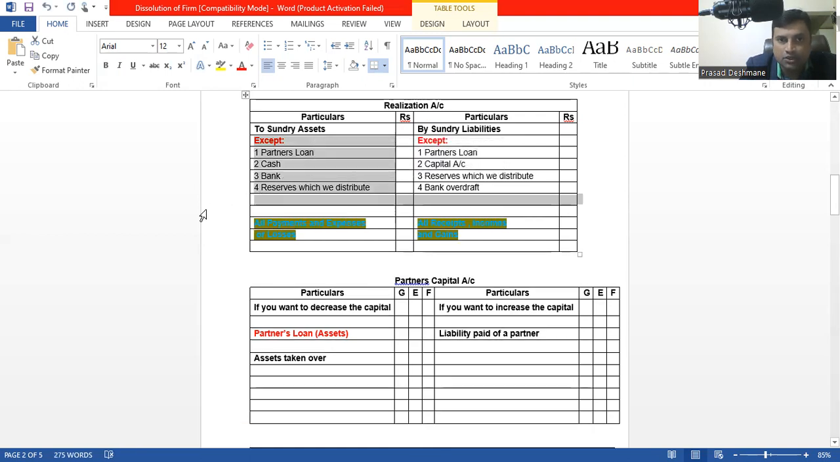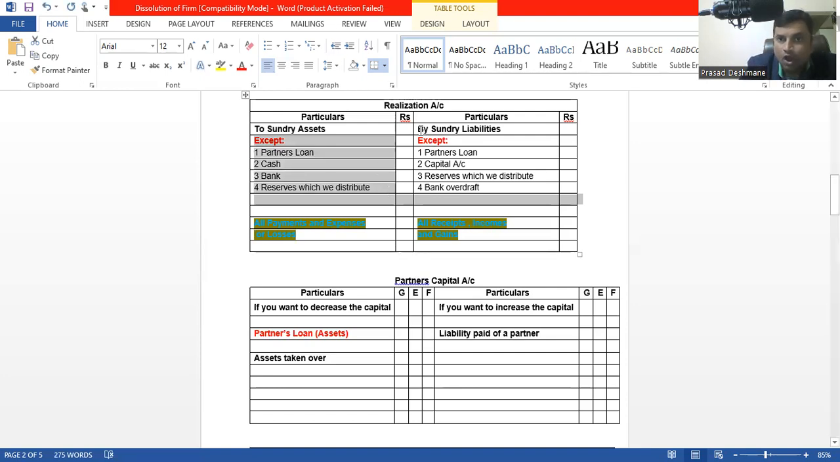Except partners loan, cash, bank, and reserves which we distribute. Now what is this reserve which we distribute? I will explain you. But now just keep in mind these 4 things we are going to exclude while recording assets under realization. I'll repeat: partners loan, cash, bank, and reserves which we are going to distribute. These 4 things we exclude while recording the assets in the realization account.